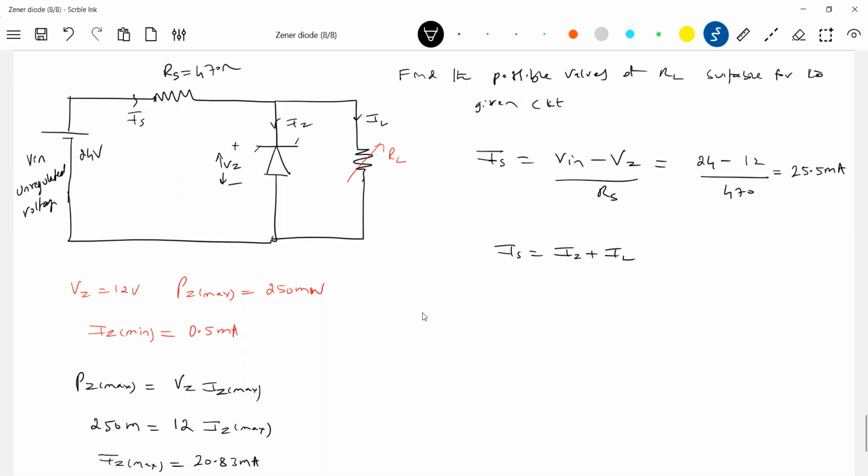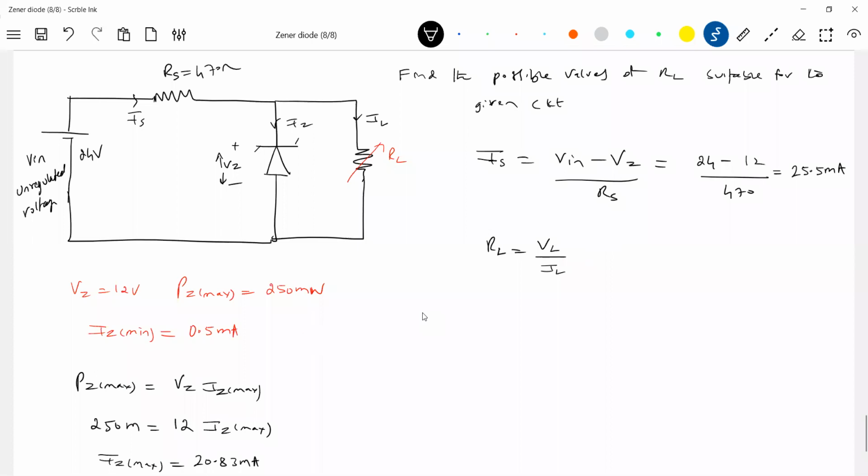Let's come to this one. The IS is fixed here. If I choose IZ maximum or minimum, that will decide, no? What about IL? IL, because as RL varies, IL also varies here, no? So how to bring that RL max, RL minimum? On the other side, first we'll get into RL. So what is RL? We'll write it. RL equal to VL by IL, no?